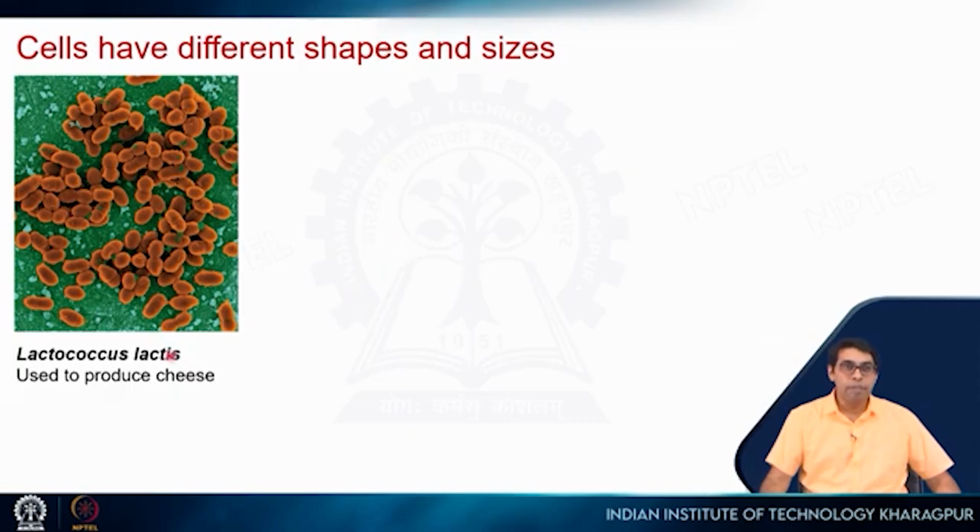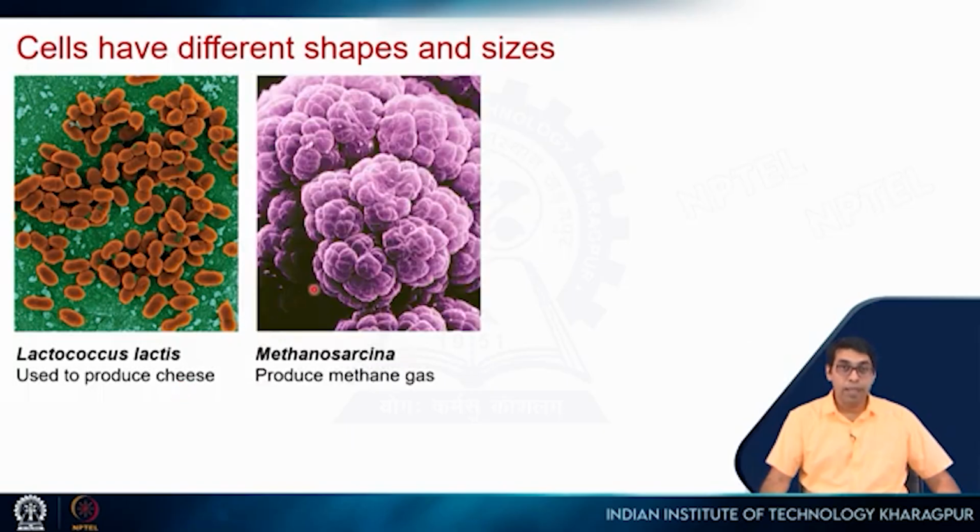So, this is a bacteria, Lactococcus lactis, and this bacteria is used to produce cheese. So, it is used a lot in milk product industry. This is another bacteria. So, this is a bacteria and this is an archaea.